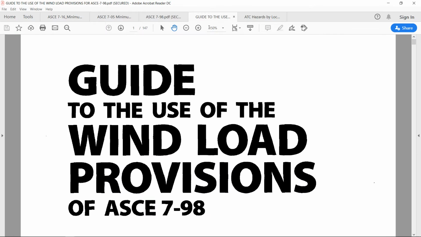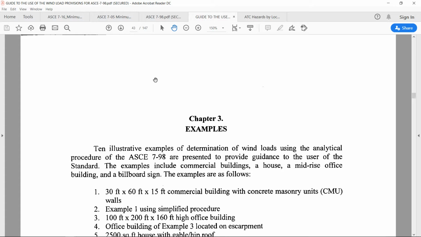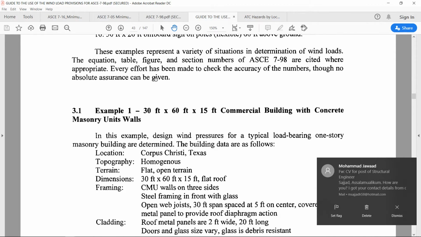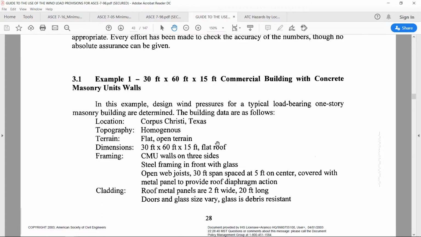So let's go back to the example. Examples are given in chapter 3. This is the first example, example number 1. This example 1 is a 30 feet by 60 feet by 15 feet commercial building with concrete masonry unit walls, CMU walls. In this example, wind pressure for a typical load bearing, one-story masonry building are determined. The building data are as follows.